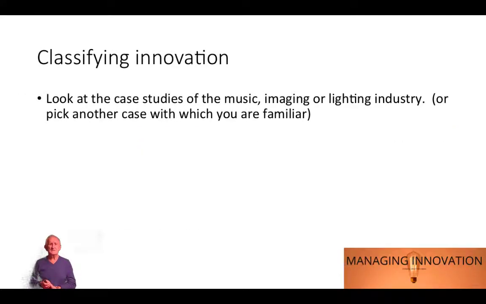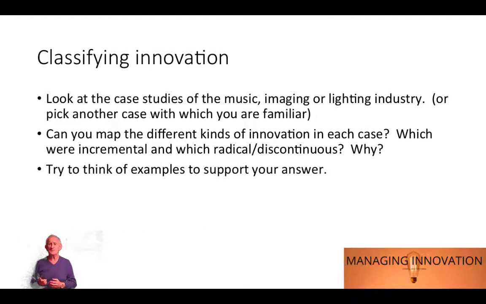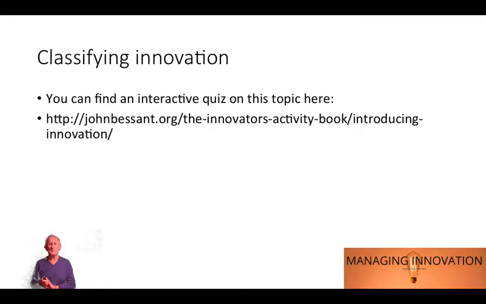Pick a case study. Take perhaps the imaging industry, the music industry, the lighting industry, or one that you're familiar with. And then try and map the different kinds of innovation in each of those cases. Which ones were incremental innovations and which were radical, perhaps even discontinuous? Why do you think that? Try and think of examples to support your answer. You can also find an interactive quiz around this topic of classifying innovation on the website.